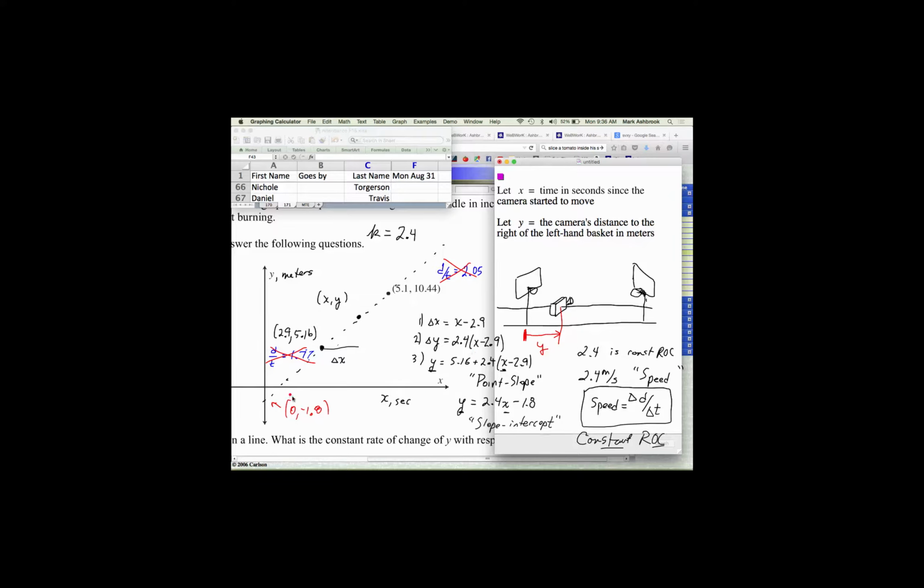And then somewhere here, what's the significance of that point right there? So x would be the time at which it did what? Right in front of the basket. y is 0, right? So there'd be some time where y is 0. It's right in front of the basket, or even with the basket. And then as more time goes on, it moves to the right.